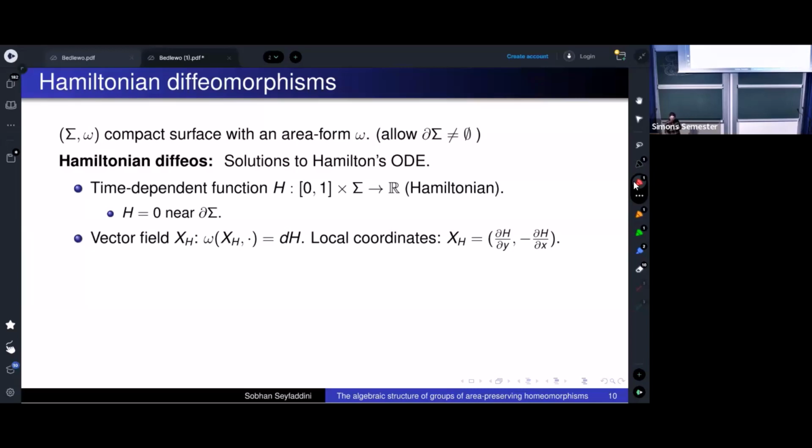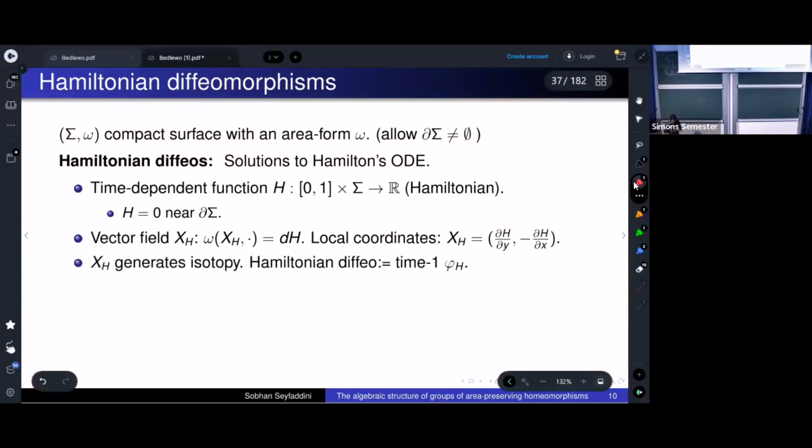In local coordinates, so if you just take standard x, y coordinates on the disk, the case that most interests us, X_H is given by dH/dy, minus dH/dx, Hamilton's equations. H depends on time here, and so this vector field is actually a time-dependent vector field. I've dropped the t variable from the notation. Now, you can integrate this vector field, and it gives you an isotopy of the surface. These are called Hamiltonian isotopies. And the set of all diffeomorphisms which can be reached in this way are called Hamiltonian diffeomorphisms.